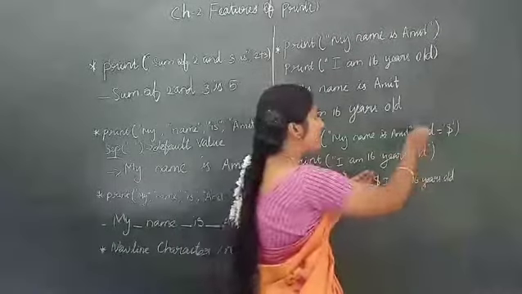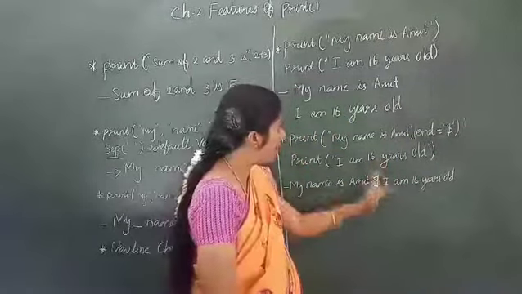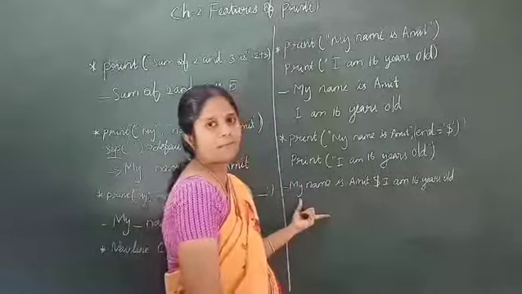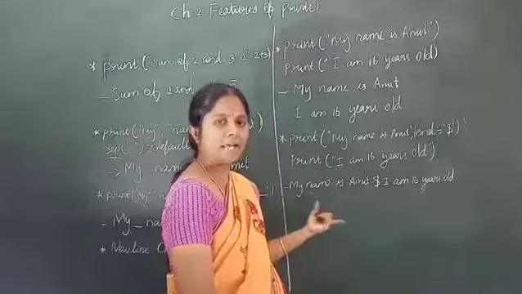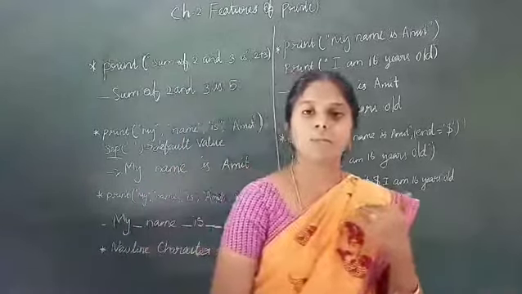For example, if we have not specified the end, it will automatically print the I am a 16 years old line on the next line. Are you clear about this? So these are the features of the print function.